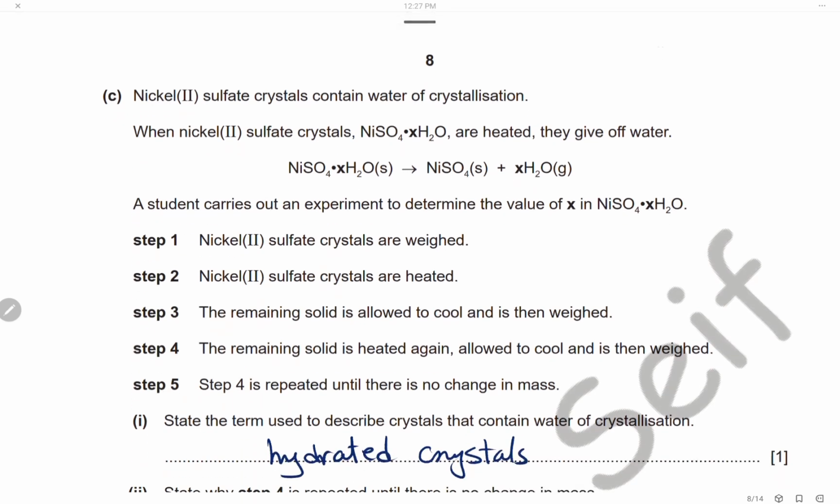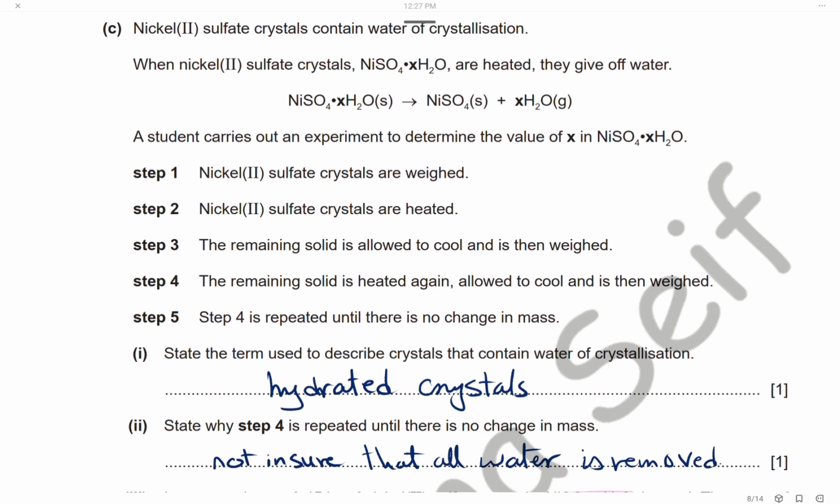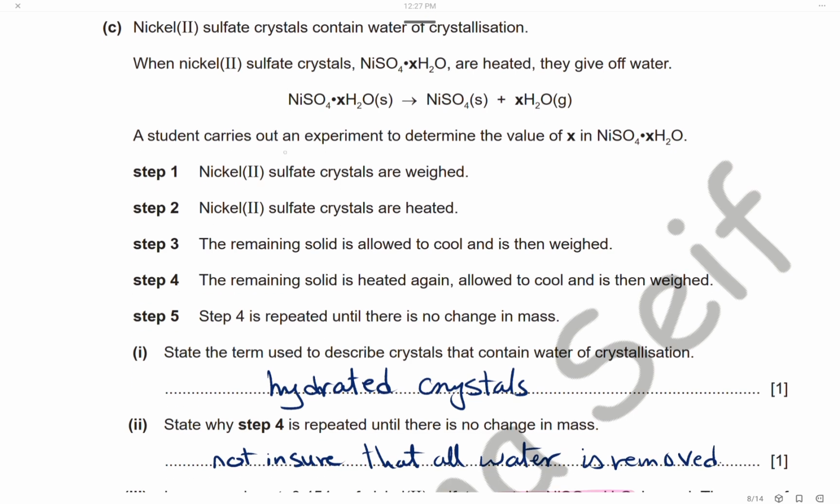C. Nickel sulfate crystals contain water of crystallization. When nickel(II) sulfate crystals are heated, they give off water, as we can see from the equation. The hydrated nickel sulfate gives off water and forms the anhydrous nickel sulfate. A student carries out an experiment to determine the value of X in the hydrated nickel sulfate crystal.